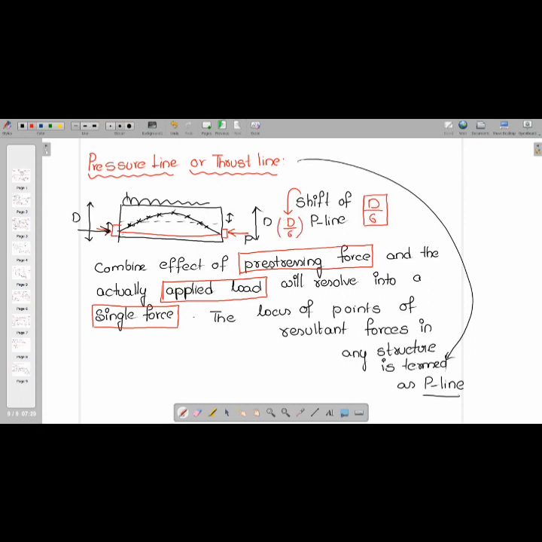Sir, what is P line? Yes, Mohammed Rashid. Sir, what I want to tell you is the locus of the resultant. Why this shift occurs.